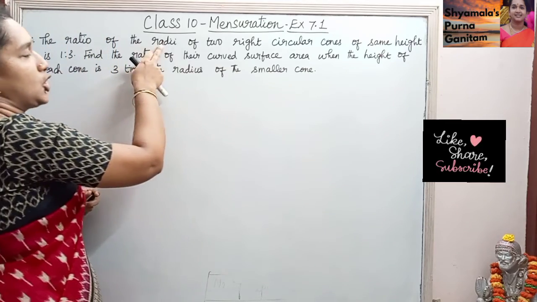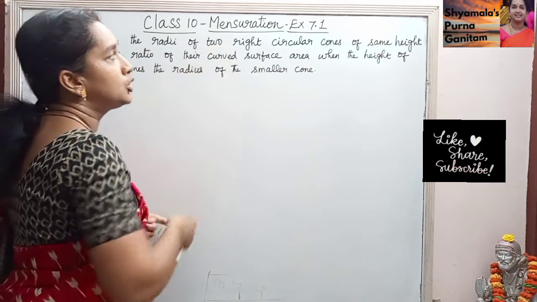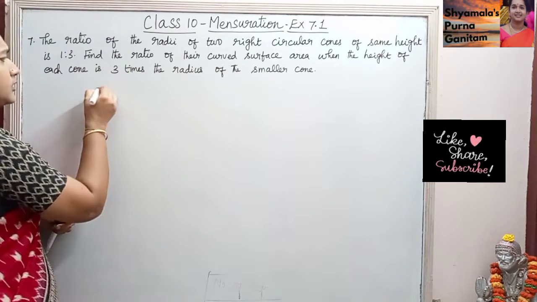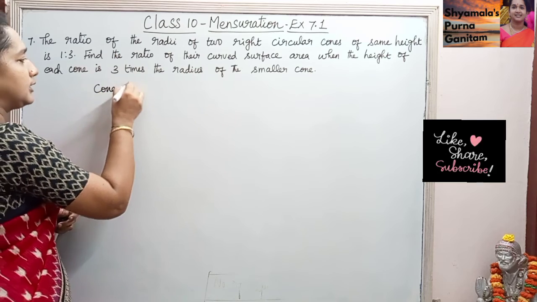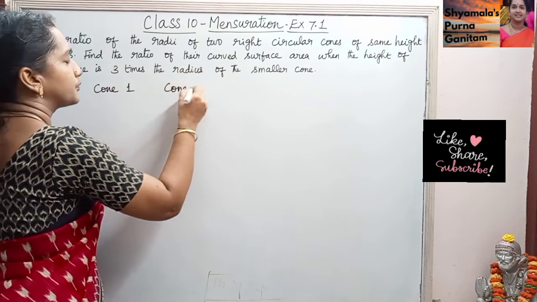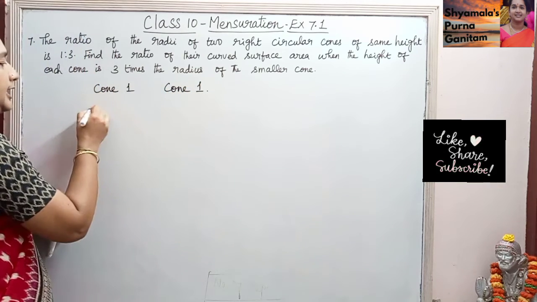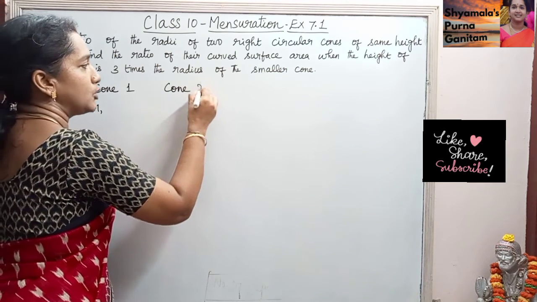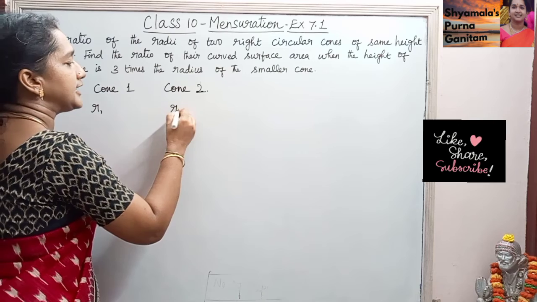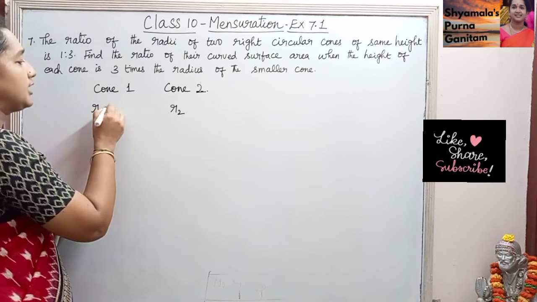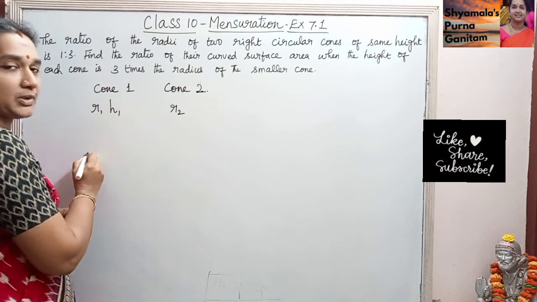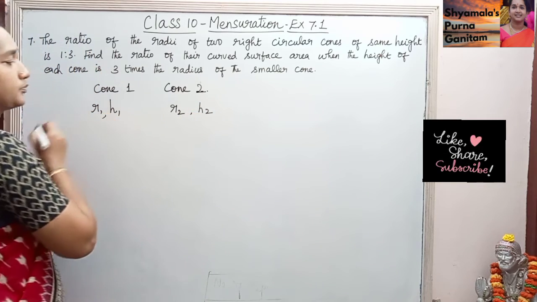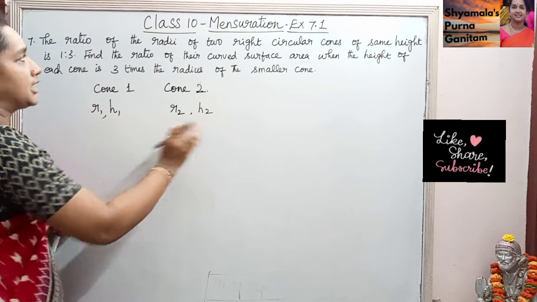The ratio of the radii of two right circular cones of same height. So we will take cone 1 and cone 2. For the first cone we will take the radius as R1, and for the second cone, cone 2, we will take the radius as R2. In the same way, the height we will take as H1 and H2. Okay, R1 H1, R2 H2.